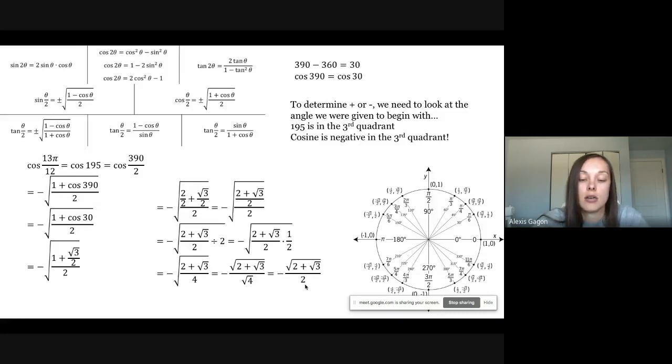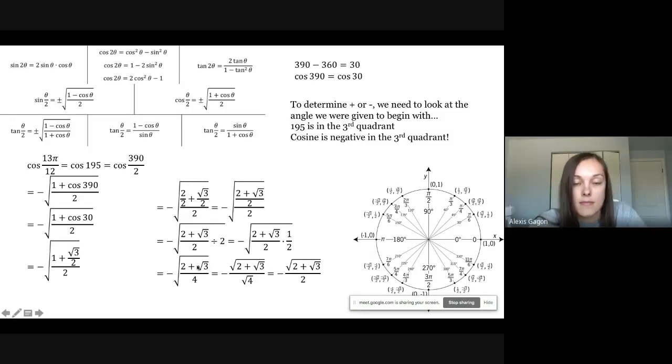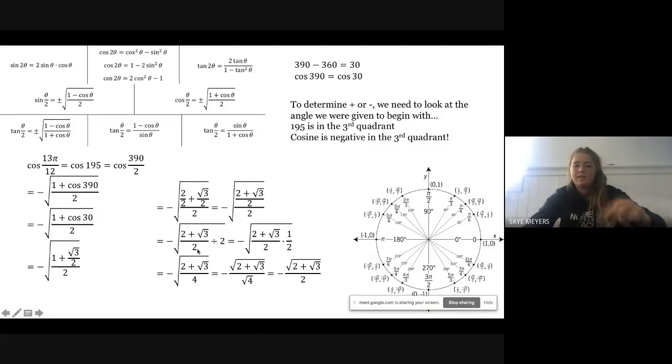Okay, questions on that? Yeah, I have a question about the part just before it. So when you have 2 plus square root of 3 over 2 inside of the square root, you can't simplify that and say cancel the 2's, 1 plus square root of 3.